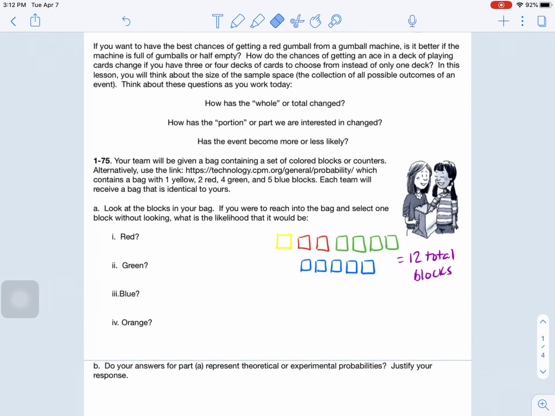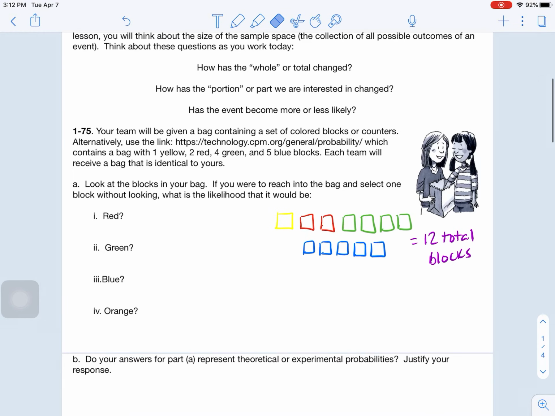So we're going to start right with problem 75. This says, your team will be given a bag containing a set of colored blocks or counters. Don't worry about that link in here. We're just going to all assume we all have the exact same amount of blocks in our bag. If this were class, I'd have a bag or a bin where you couldn't see these, but there'd be the same amount in everybody's.